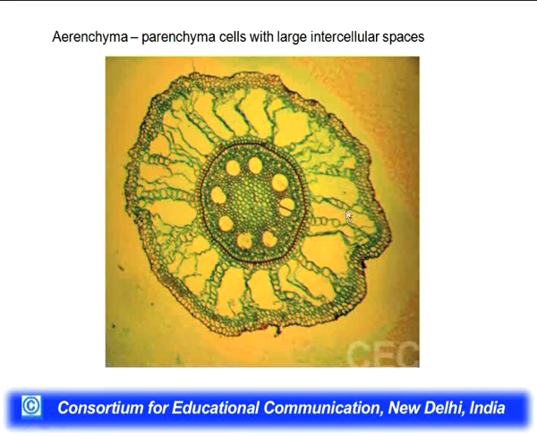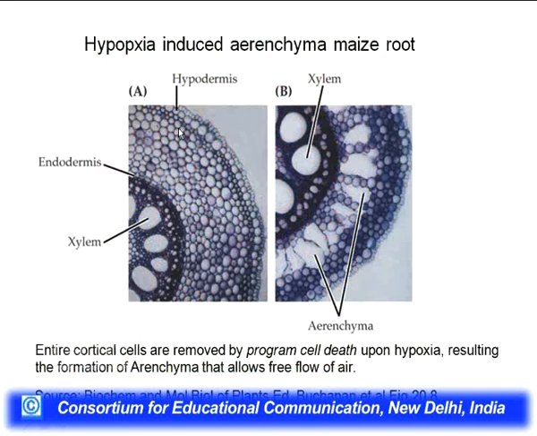So, these structures are called aerenchyma. This aerenchyma formation is a stress inducible event. Many times, if the plants are subjected to water stress or are underwater, they develop aerenchyma. This is an example of maize or corn. This is the corn cortex. Normally corn is grown in the upland and without waterlogging.